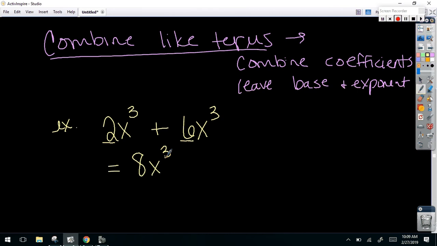I got a question about like terms though. Yes, what's your question about like terms? Okay, I still understand. Okay, so that's like that, right?